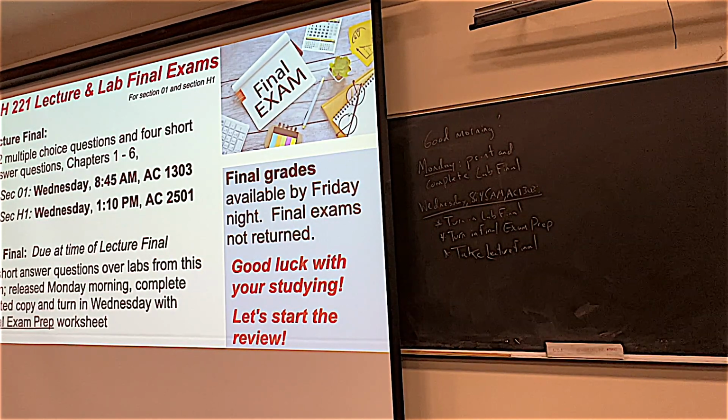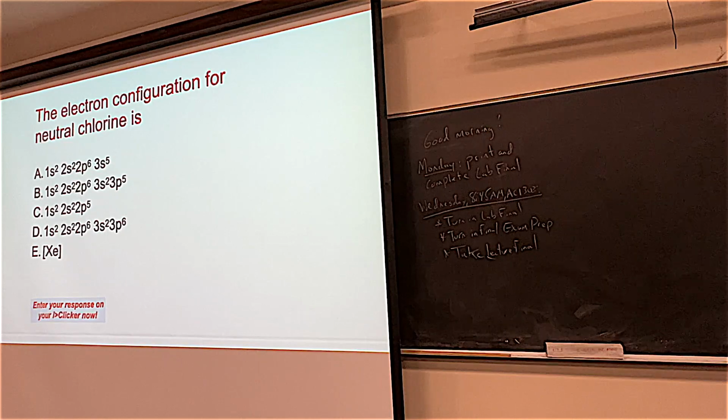All right. So what we'll do is some more review questions to give you some ideas of the things to go through. We're going to start looking at some electron configuration questions. This first one, I'd like you to try and find the electron configuration for neutral chlorine. See if you can figure out which of those answers make sense, and we'll talk about it in a little bit.